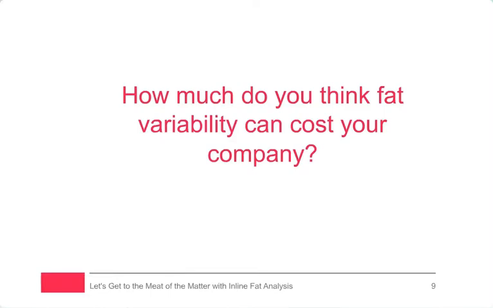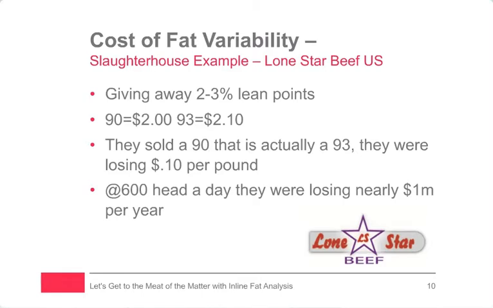If we think about what that cost could be to your business, the best way to explain it is with a couple of examples. One of our customers in the US, a company called Lone Star Beef, who are a slaughterhouse, before the introduction of a fat analysis system, were typically giving away 2 to 3% lean points. What this means is that when they thought they were selling a 90, that is a 90% lean piece of beef, they were actually giving away a 93.